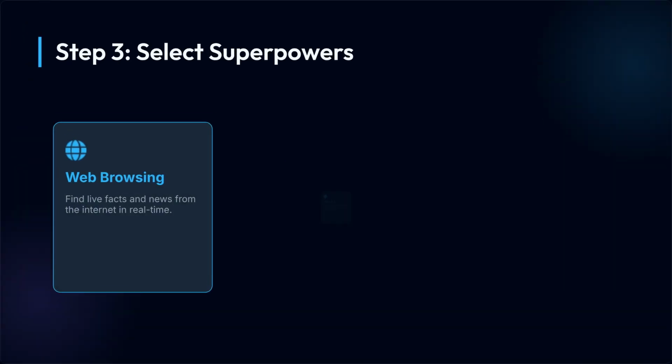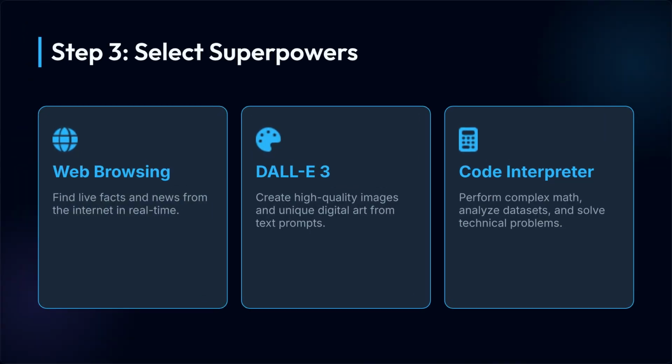Step 3 is selecting superpowers, which include web browsing, DALL-E 3, and code interpreter. Web browsing finds live facts, DALL-E 3 creates high-quality images, and code interpreter handles complex math and data analysis.